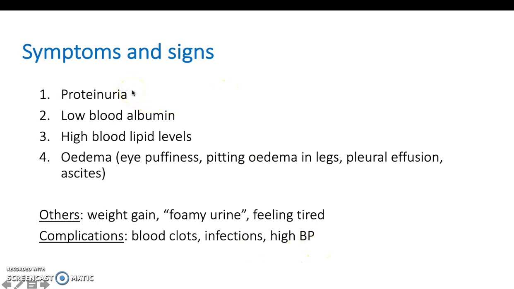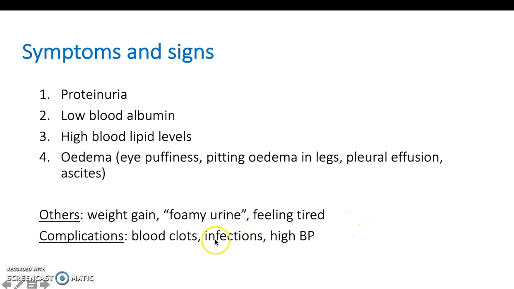So to go through each one, proteinuria is due to the leakage of proteins through the glomeruli, and as a result this means you have low blood albumin. The high blood lipid levels is because the low albumin levels in the body stimulates protein synthesis and therefore results in overproduction of lipoproteins, and lipid breakdown is also decreased because of this, so you get a build-up of lipid levels. And then edema is due to this low blood albumin because it reduces the oncotic pressure in the blood and therefore the water collects in the interstitial tissues. And then I've explained these as well.